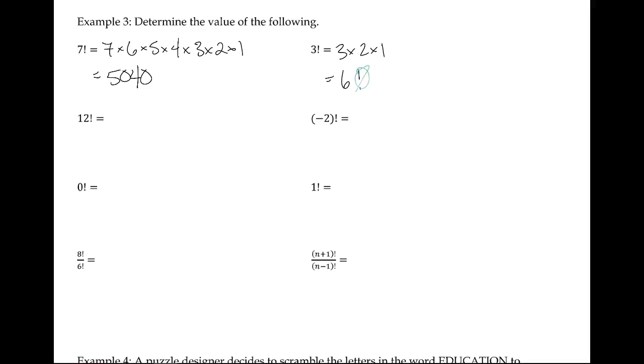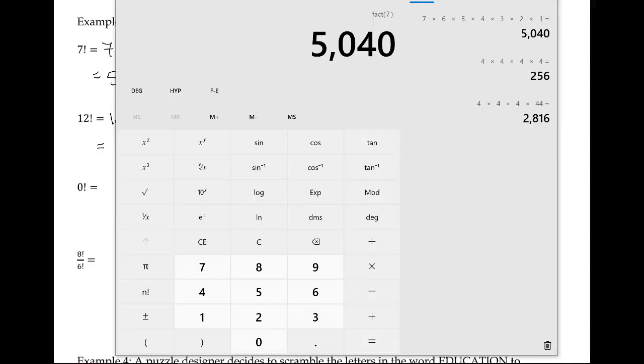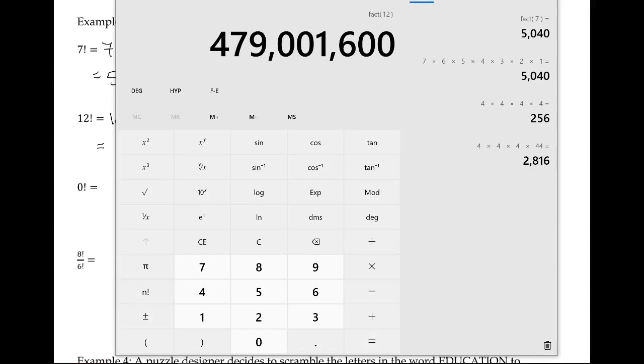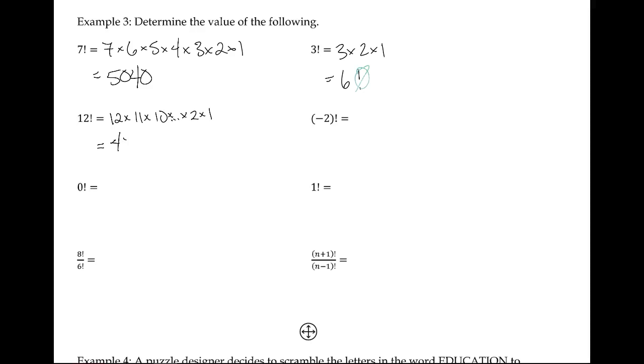12 factorial. So again, 12 times 11 times 10, all the way down to 2 times 1. Okay, and I'm not even going to write it out because that's just not efficient. And then I go into my calculator, I'm not going to type all those individual numbers in. I'm going to hit my factorial button and see that it's this monstrous number. 479,001,600.